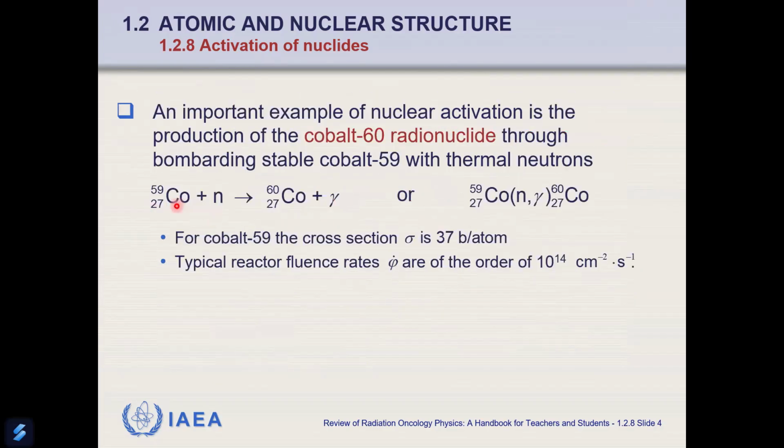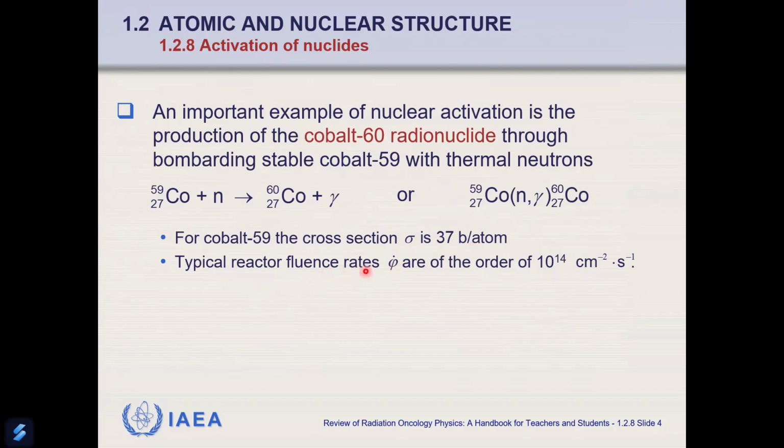So you take cobalt 59, which is a stable atom, and if you bombard it with thermal neutrons, then you can create cobalt 60. And cobalt 60 emits gamma rays that you can use for treatments. And this reaction has a cross-section of about 37 barns per atom.